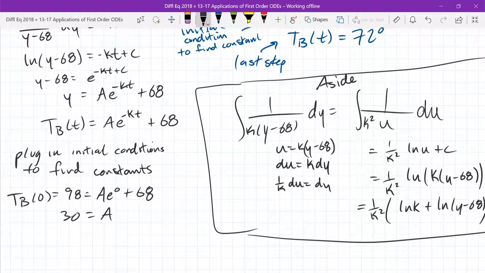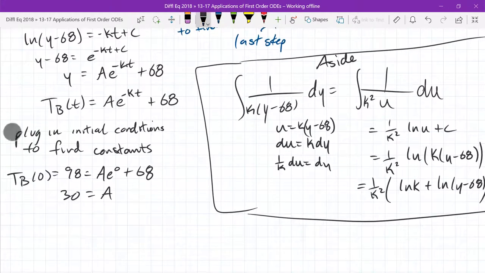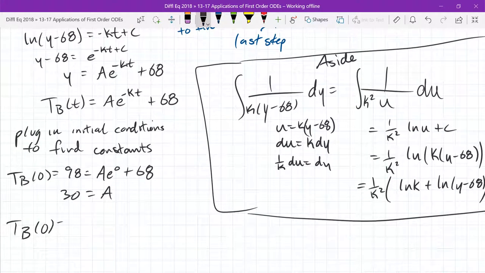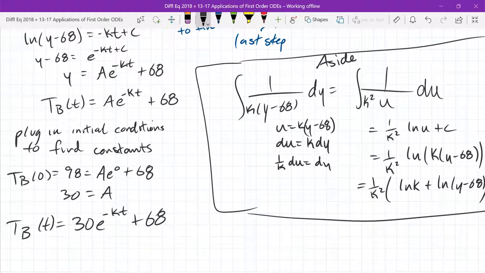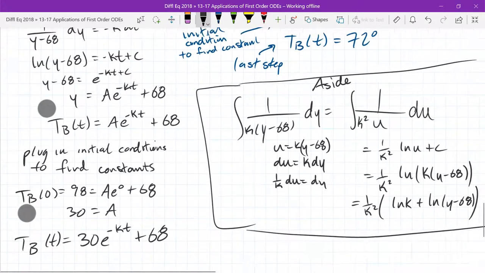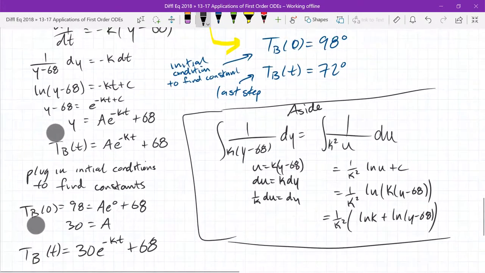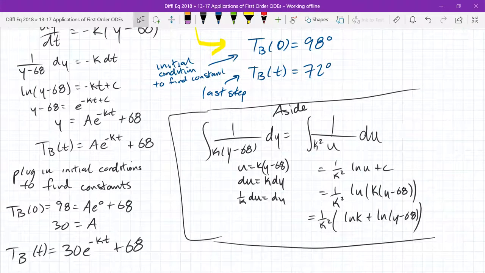Is that right? Seems right. I just don't trust my arithmetic skills. All right, so we now have a little bit more accurate T_B of t is 30 e to the negative kt plus 68. So I could plug in our second initial condition, but the problem is we don't know little k. We basically don't know the rate of cooling.